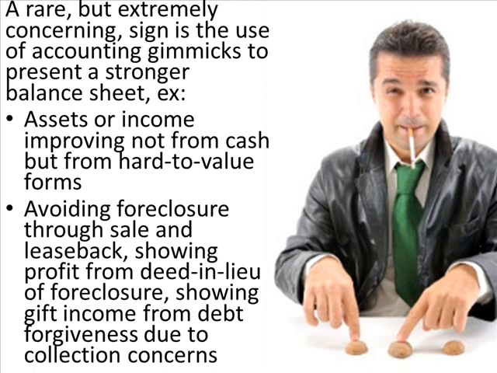For example, using assets or income showing improvement not from cash but from hard-to-value forms. So we get really complex with these different forms, but it could be something as simple as boosting up income by simply having donors sign pledges to continue giving at the same level and recording that this year. We're pulling forward income, but that may not actually reflect the underlying situation or stability of the organization. Another example would be avoiding foreclosure through a sale and leaseback and showing profit from a deed in lieu of foreclosure by showing gift income from debt forgiveness, which was really debt forgiveness due to collection concerns.